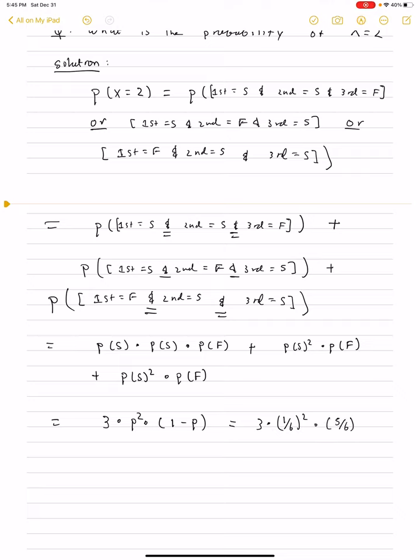And we can work out what this is. We just need to calculate it. And we will get 0.069. So about 7% chance of this happening.